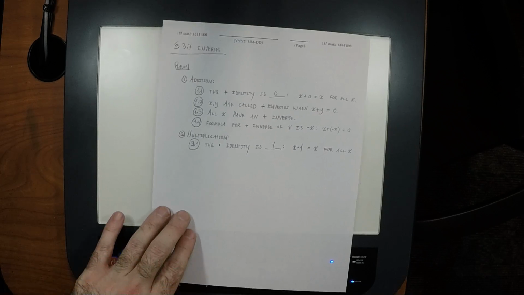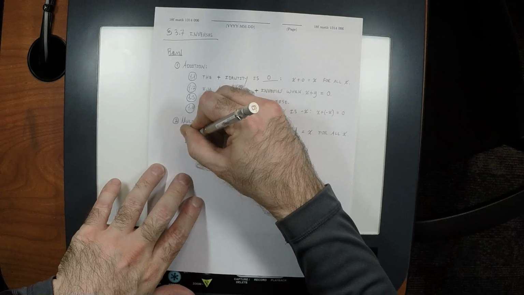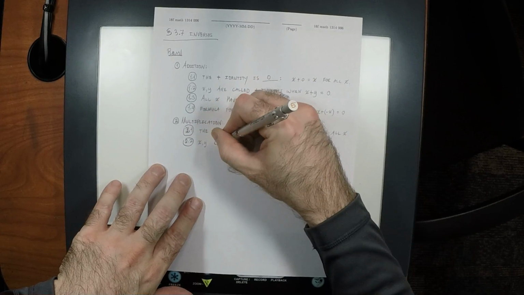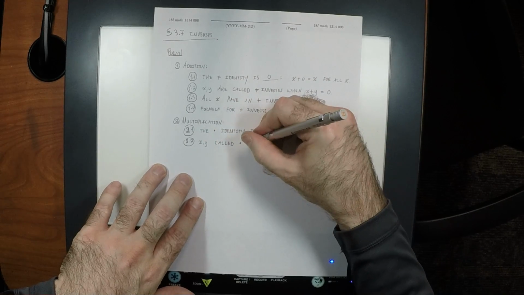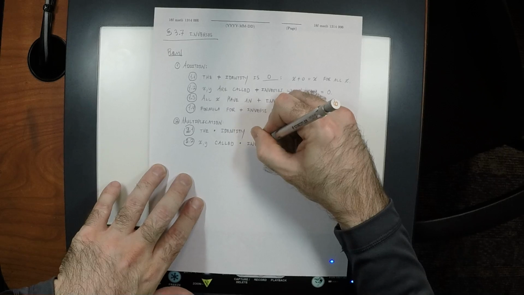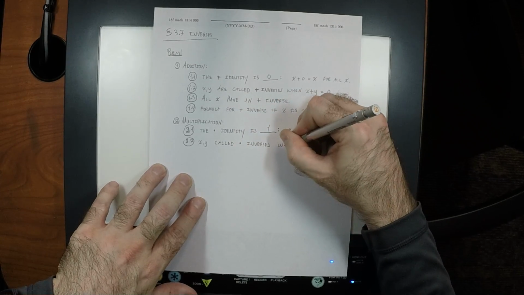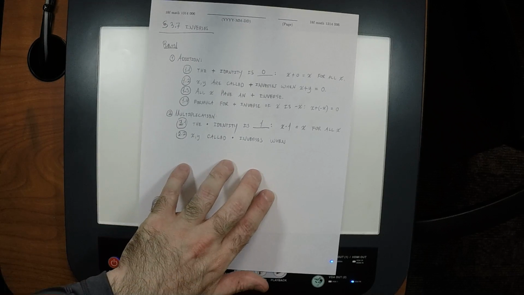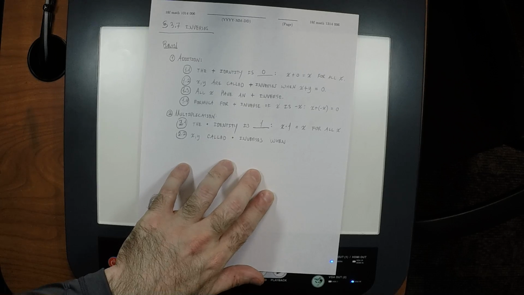Okay. 2.2. X and Y are called multiplicative inverses when what? When their product is one.